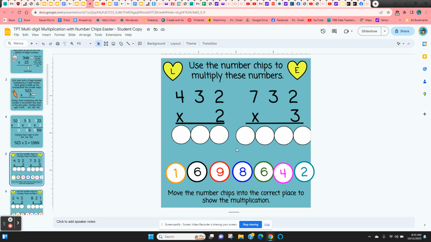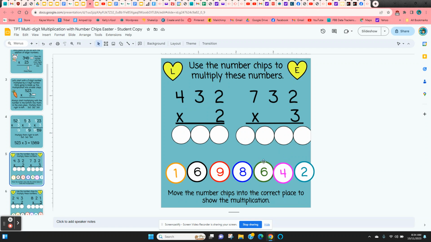So students are going to start on slide 5. Every slide has all of the numbers the students need, and they just need to drag and drop them into the correct circles to do their multiplication. Now, these problems start out fairly easy, and they get a little bit more difficult as they go. So to move the chips, you just click and hold on the edge.